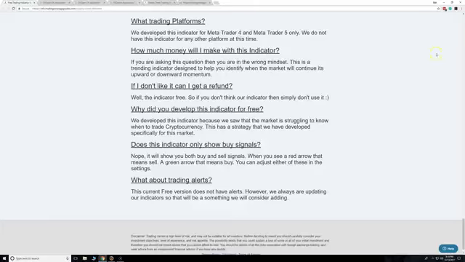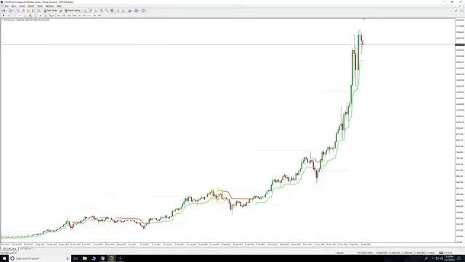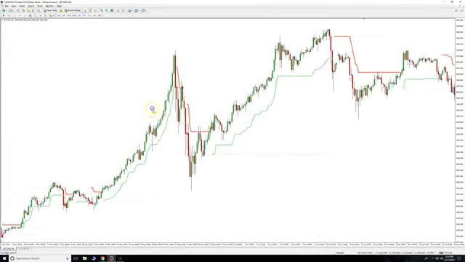This is a good question. Does this indicator only show buy signals? Nope, it doesn't. It shows buy and sell. As you saw there, you can turn either of them off. If you turn them both off, you might not even have it, because you'll turn the whole indicator off, so you want to have at least one of them. If you only want to trade, that sell signal is very relevant, because it's going to show you that pullback in the price action.